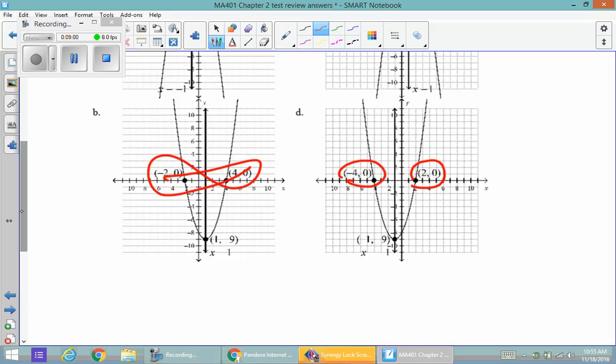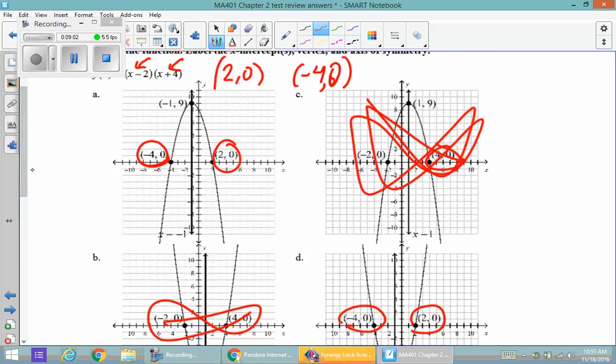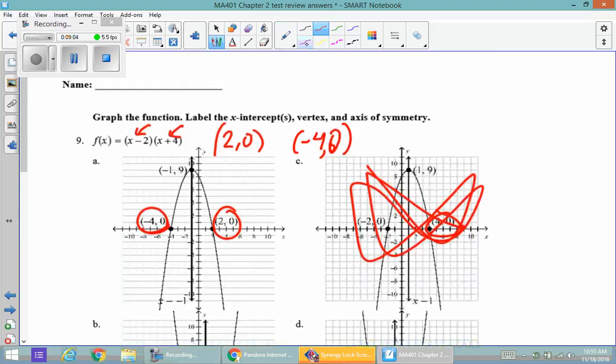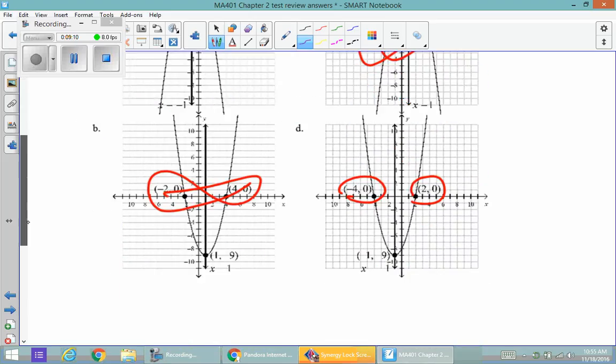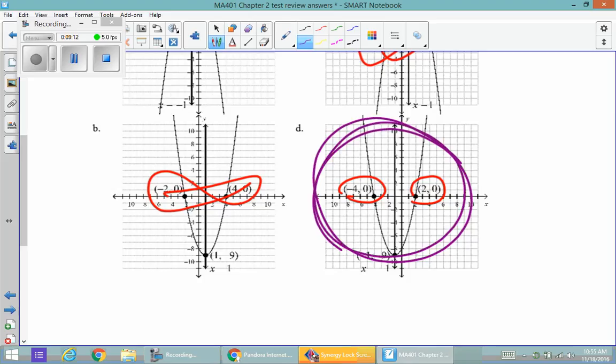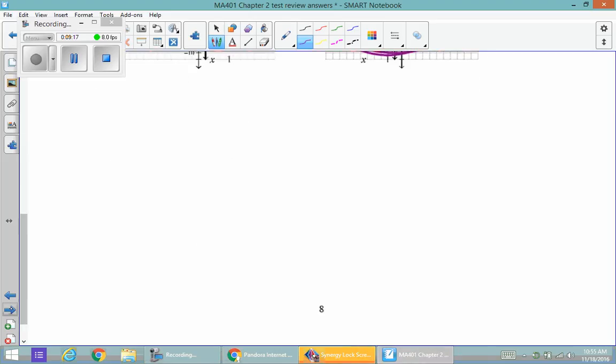Okay, so look at my answer choices. This one's opening upward. This one's opening downward. Come over here, look at your coefficient. Do you have a negative anywhere? No, you don't. So you need to open up. So you're looking at this choice right here. You could have just put it in your graphing calculator and seen the answer.